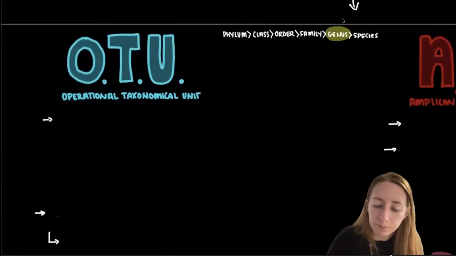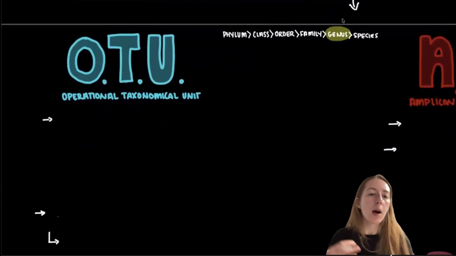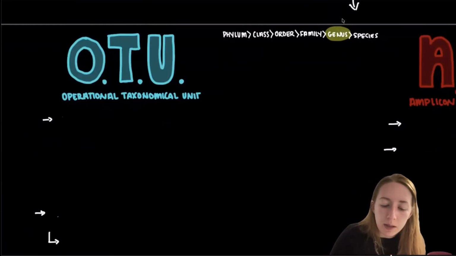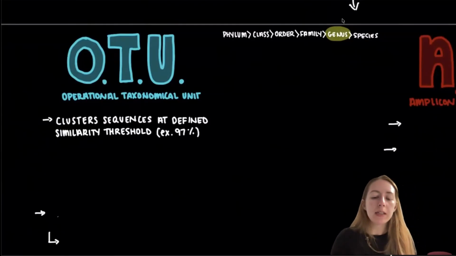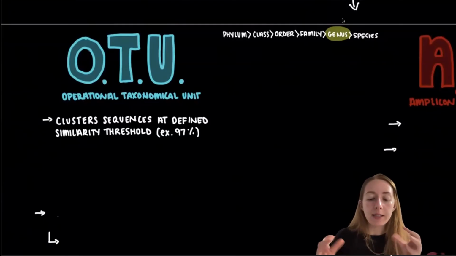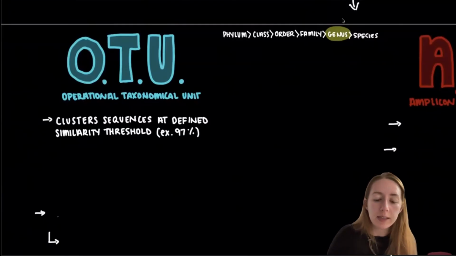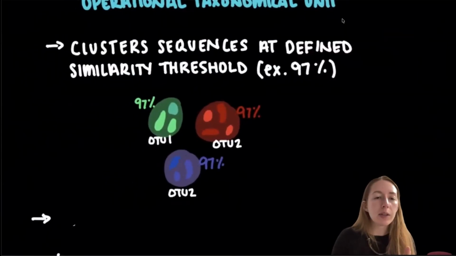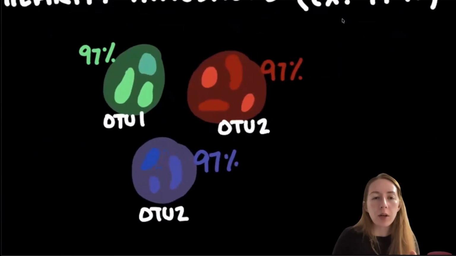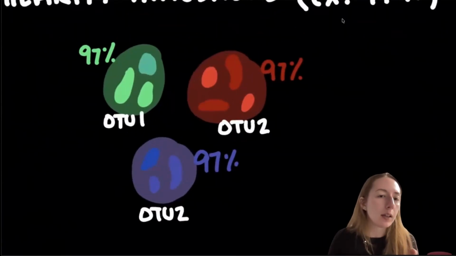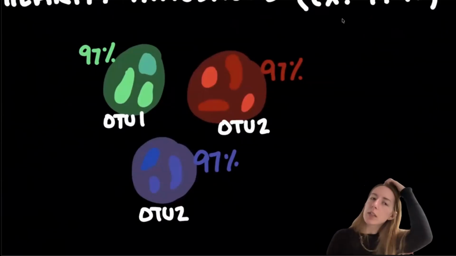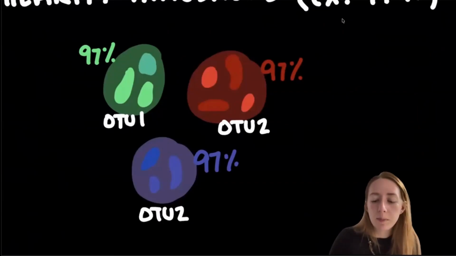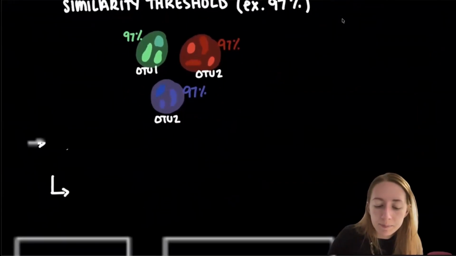So OTUs are operational taxonomical units, and this was developed quite a while ago, but basically it clusters sequences at defined similarity thresholds. Let's say 97% is a common threshold that people use. And this is kind of what it looks like. So these aren't perfectly the same color, but they're pretty close. So like, let's say 97% close. And this means their sequences have 97% similarity, right?